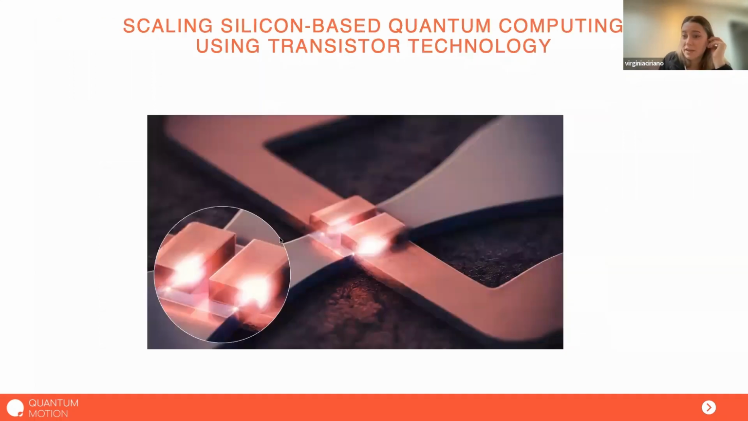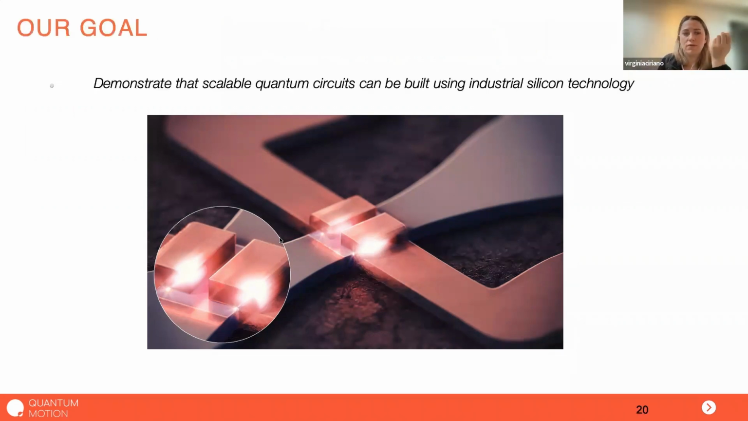Yeah, so the main challenge right now for the community is scaling from this demonstration of 1 qubit or 2 qubit dots and trying to do the same thing, but for a lot of qubits. And this is exactly the goal of Quantum Motion, which is where I work. The goal is to demonstrate that scalable quantum circuits can be built using industrial silicon technology.